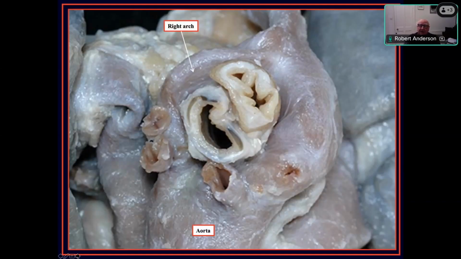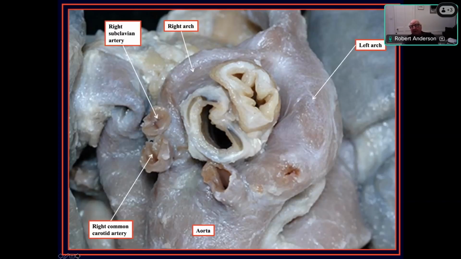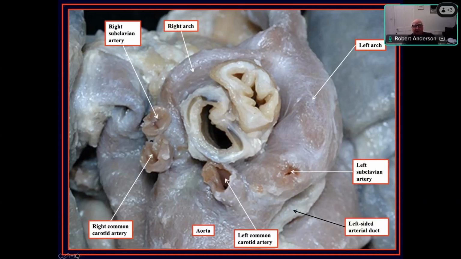Right arch, in this instance, is not dominant, but it gives rise to a right common carotid, a right subclavian artery. It is the left arch here that is dominant. In most instances, in fact, it is the right arch that becomes dominant. But in this particular example, the dominant left arch is giving rise to a left common carotid artery, a left subclavian artery, and a left-sided arterial duct. I have never seen an example with bilateral arterial ducts. So this is the closest I've ever seen to Edwards' hypothetical double arch.